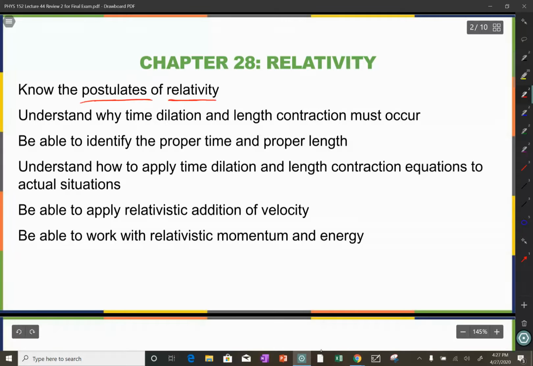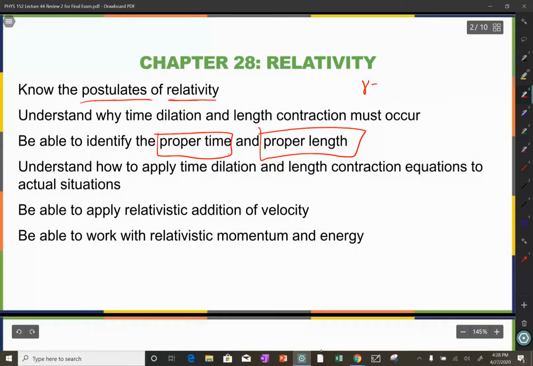Understand why we have to have time dilation and length contraction. It's not possible to have something going close to the speed of light and not have these occur. It's very important to be able to identify what reference frame has proper time and proper length. They're not the same typically. And then understand how to apply time dilation and length contraction equations once you've identified which reference frame has the proper time and proper length.